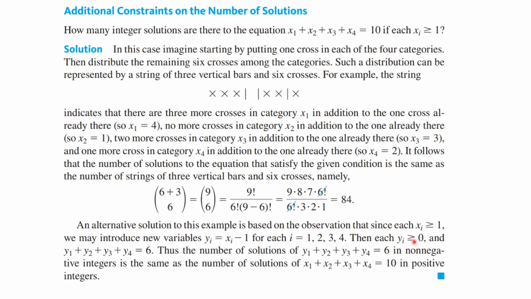An alternative solution to this problem is based on the observation that since each xi is greater than or equal to 1, we can introduce a new variable, subtract 1, and solve it the way we did before.